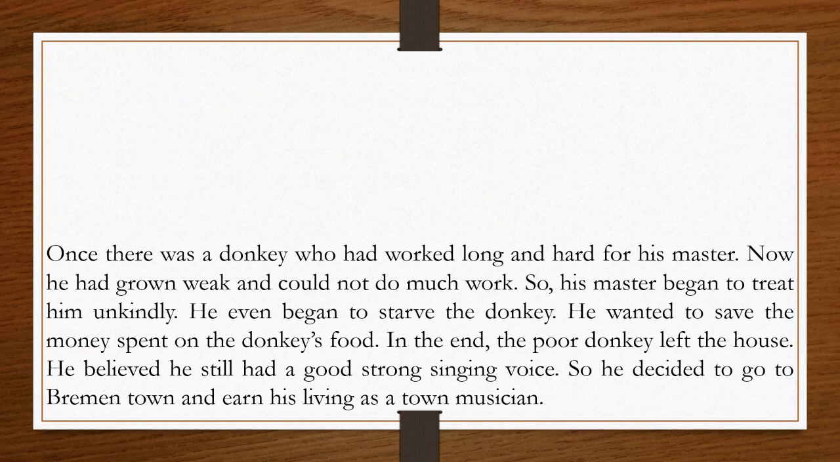Once there was a donkey who had worked long and hard for his master. Now he had grown weak and could not do much work. So his master began to treat him unkindly. He even began to starve the donkey. He wanted to save the money spent on the donkey's food. In the end, the poor donkey left the house. He believed he still had a good, strong singing voice. So he decided to go to Bremen town and earn his living as a town musician.